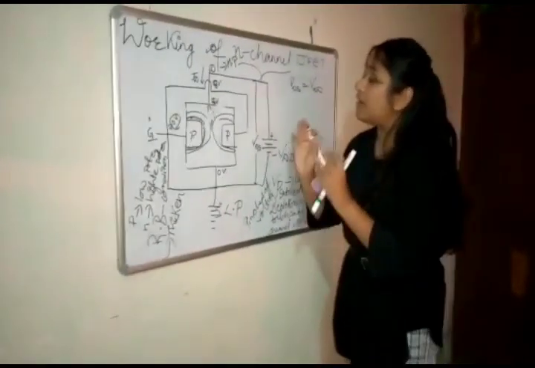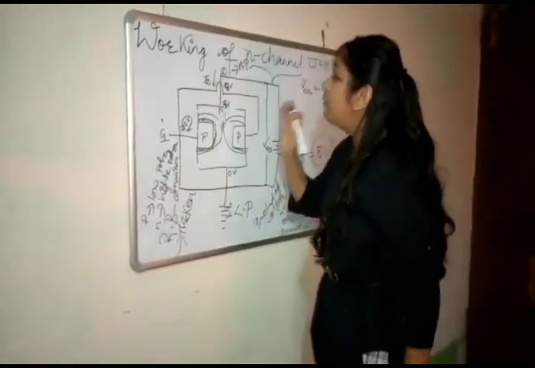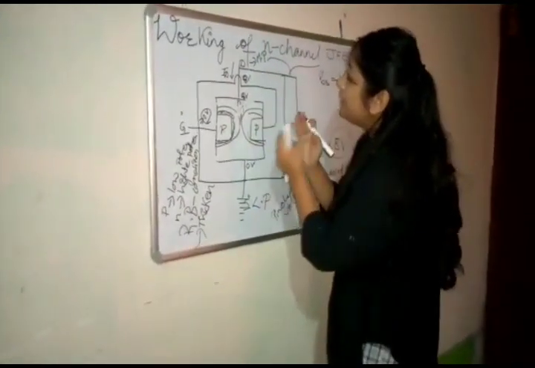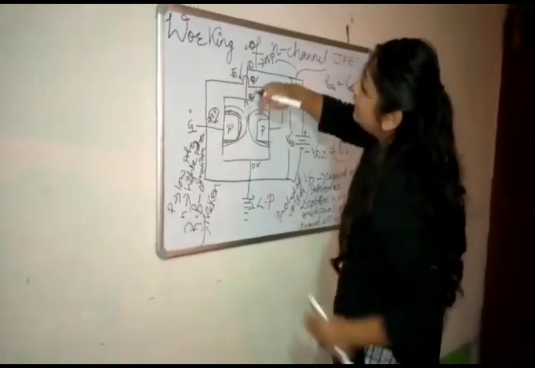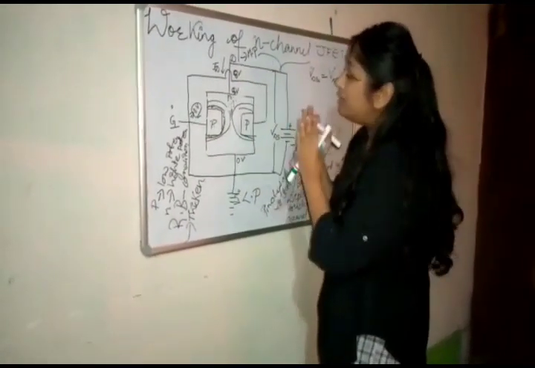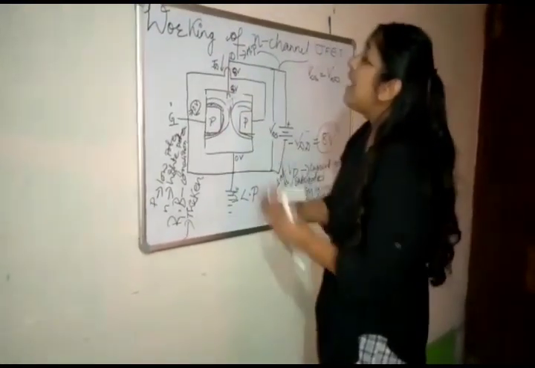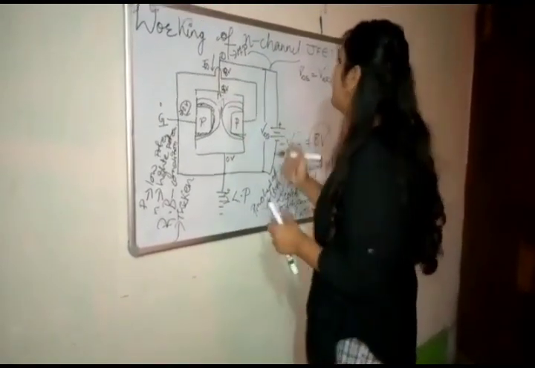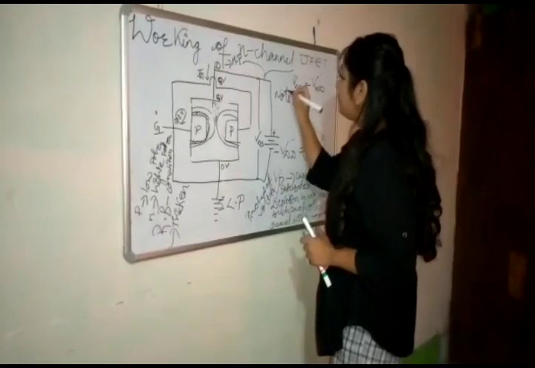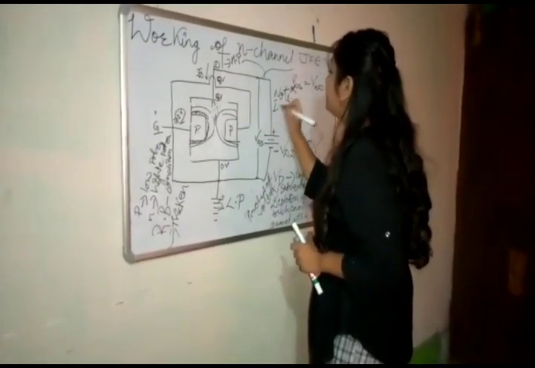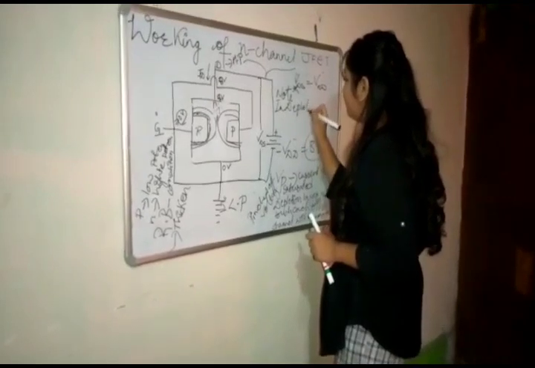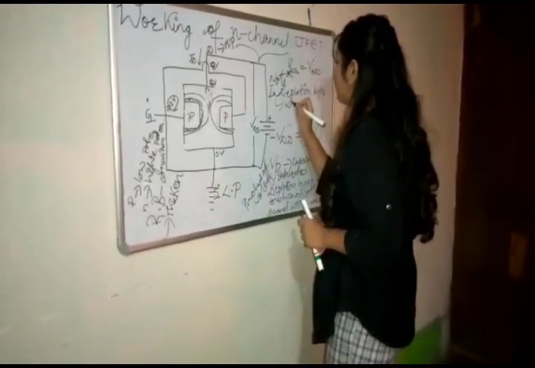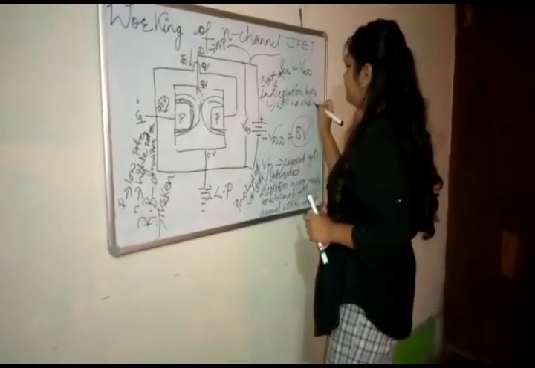What do we mean by pinched off voltage? Pinched off voltage is that certain voltage at which the depletion layers nearly touch each other and the channel becomes more narrow. There will be no current flowing through the channel and the current gets saturated. That voltage is called pinched off voltage. Note, in the depletion layer there will be no charge carriers.